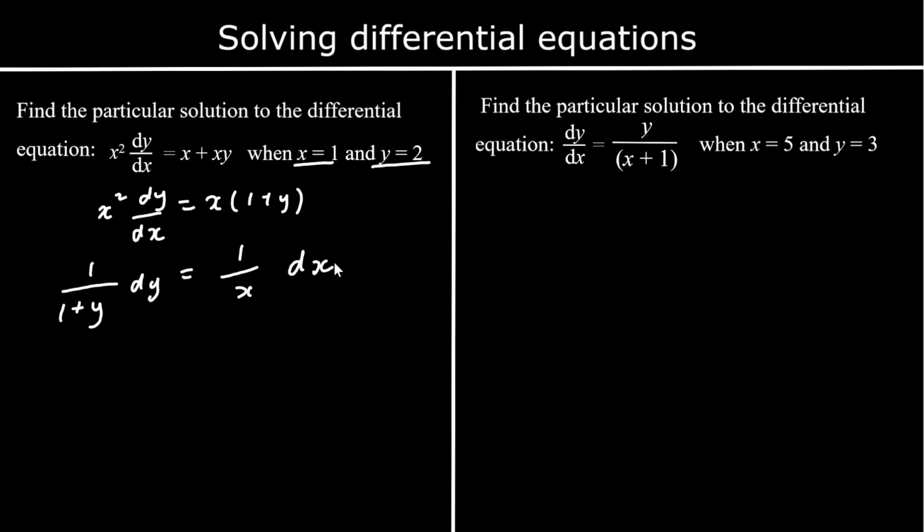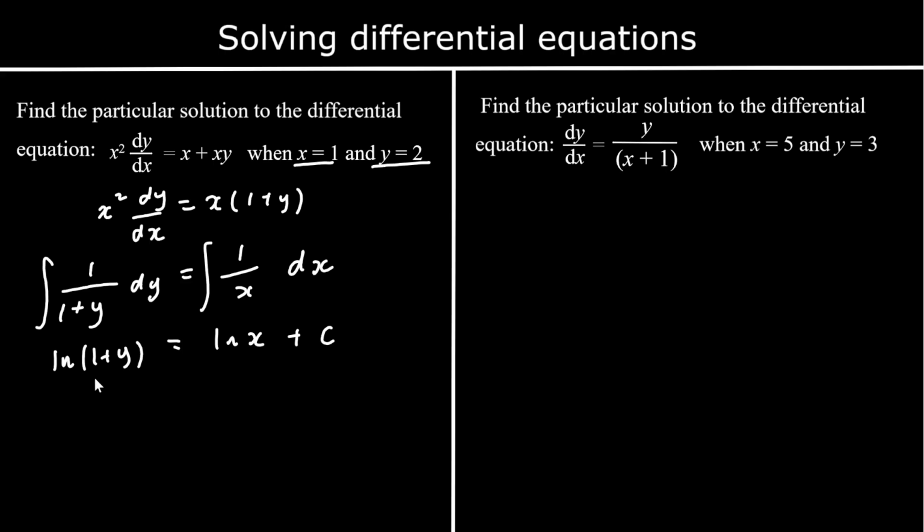So we've split the x's and the y's. The y's have all moved left. The x's have all moved right. So we've got 1 over 1 plus y dy equals 1 over x with respect to x. Now we can integrate both sides. When we have a power of -1, we get a log. So both of these are going to be logs. We're going to get log 1 plus y equals log x plus a constant.